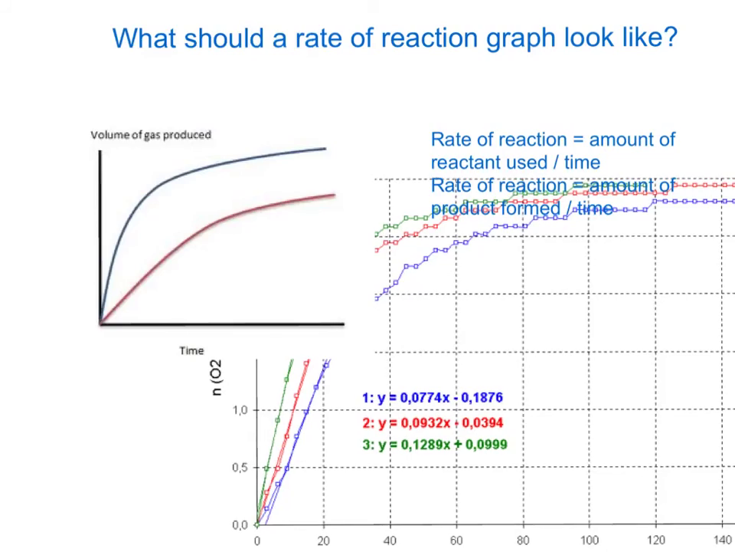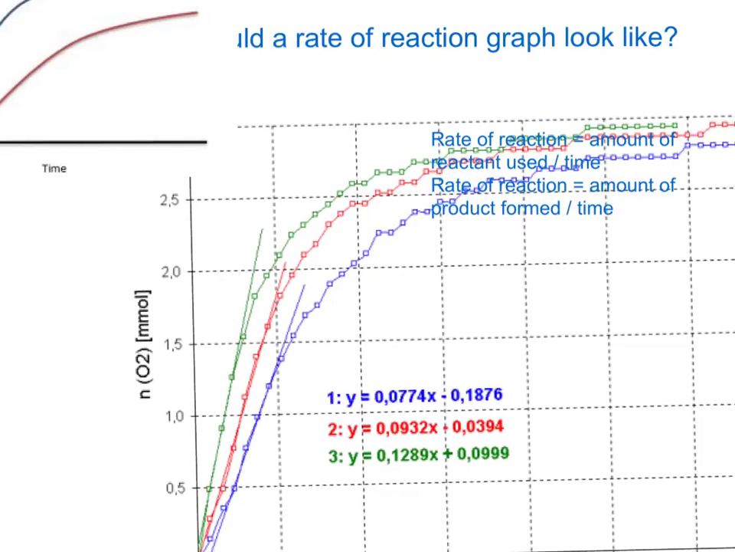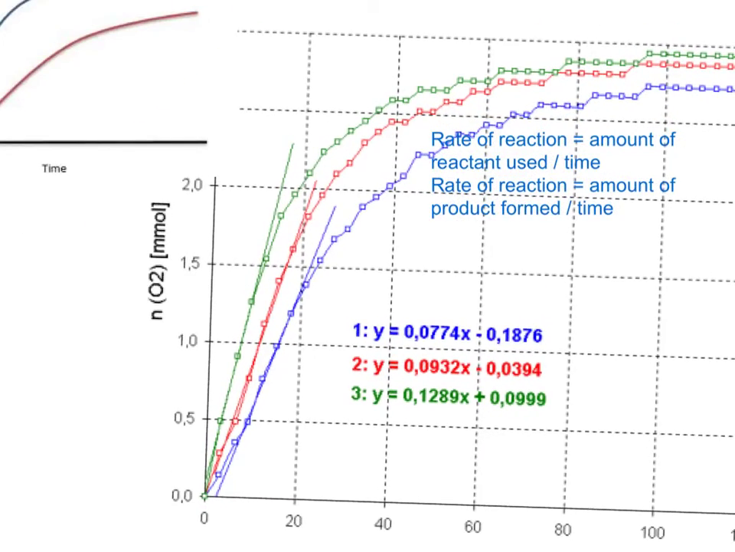So just zoom in here, get rid of this one, and you can see more clearly that this is how you take the gradient of a line. You can see them on there.